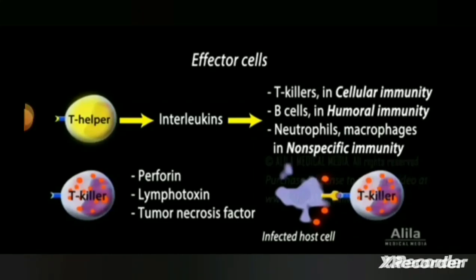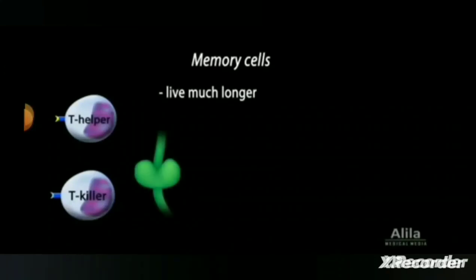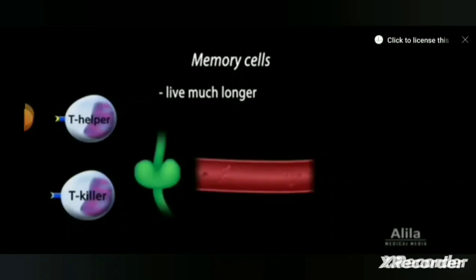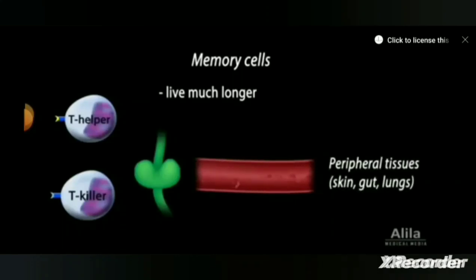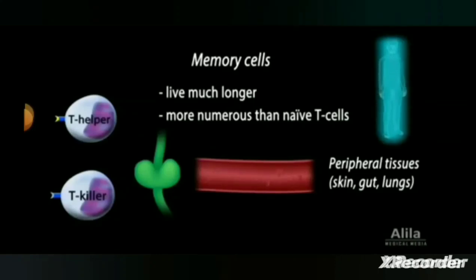Effector cells die after the infection is cured, but memory cells live a much longer time. They reside in lymph nodes, circulate in blood and migrate to peripheral tissues. Memory T cells are more numerous than naive T cells. If the body is exposed to the same pathogen, the memory cells provide a much faster immune response, so no sign of illness is seen.